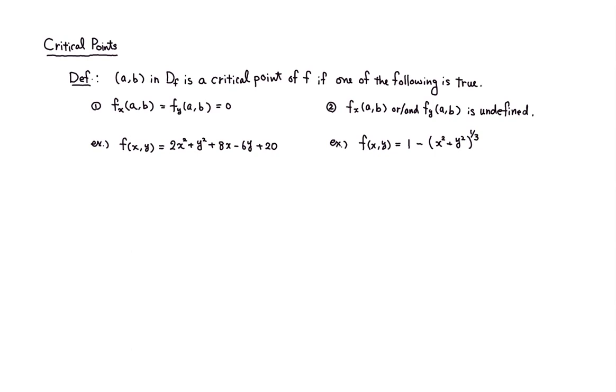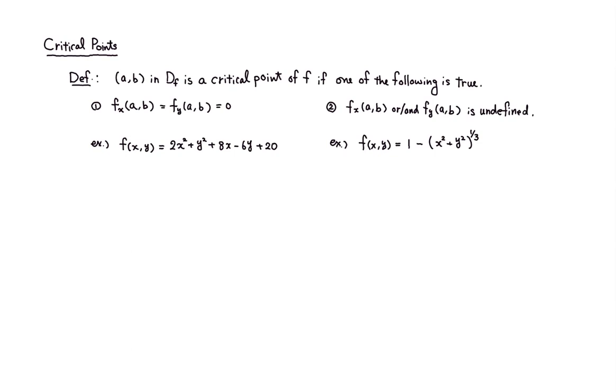All right, let's look at the critical points. So when you look for relative max or relative min, you want to look at certain places. In a function of one variable, we look at the critical numbers, right? So where the derivative equals 0 and where the derivative is undefined.